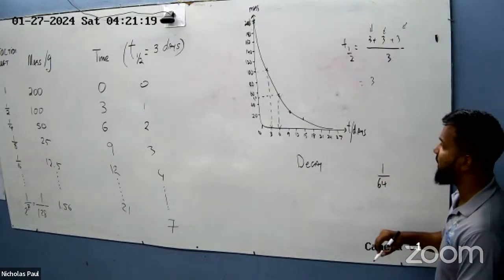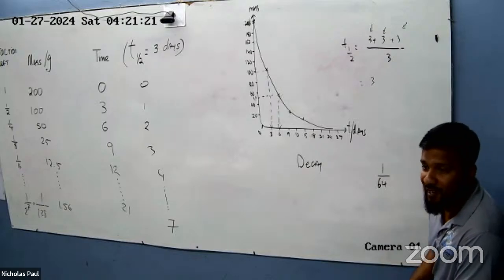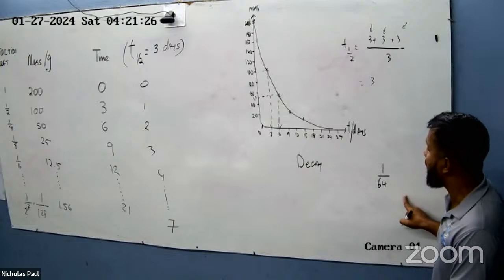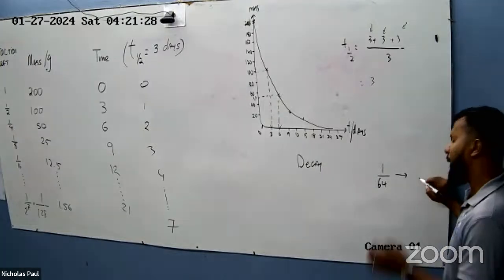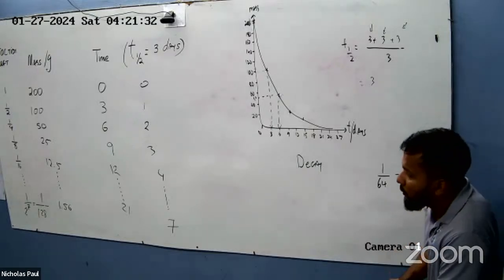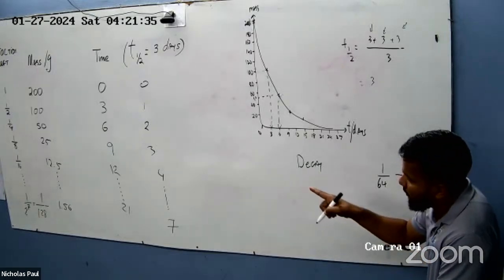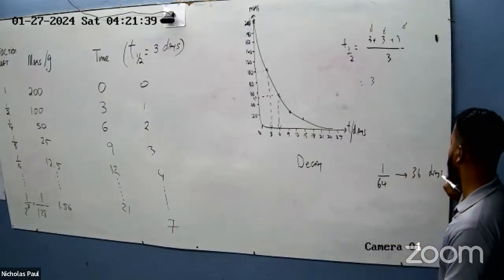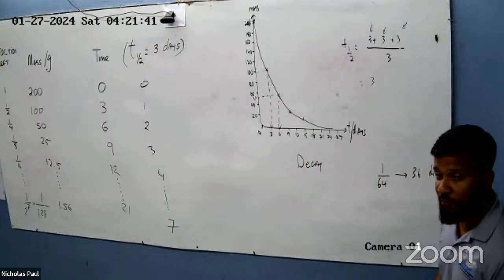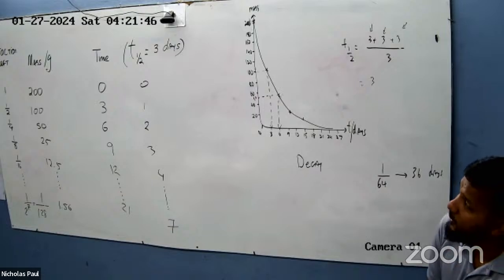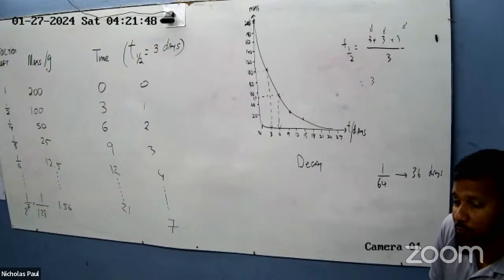All right, now let's change the question. Let's say a radioactive element has decayed to 1 on 64. It took 36 days to reach here. So you have a radioactive element, and it took 36 days to reach 1 on 64. Did you figure out the half-life of the element?